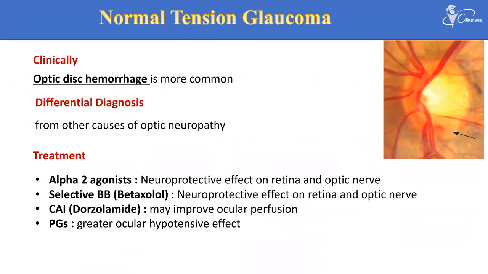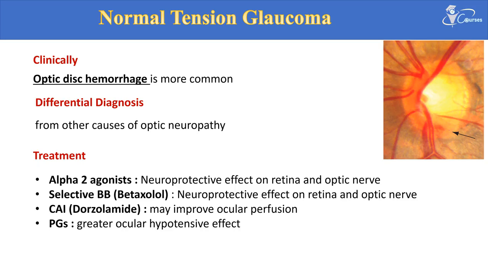So how to suspect that? One of the very important clinical signs is the presence of disc hemorrhage. The presence of optic disc hemorrhage is very common in those patients with normal tension glaucoma, and it was also linked to optic disc compromise. This should be differentiated from other causes of optic neuropathies, such as neurological optic neuropathies, and the treatment is directed toward increasing the perfusion of the optic nerve.